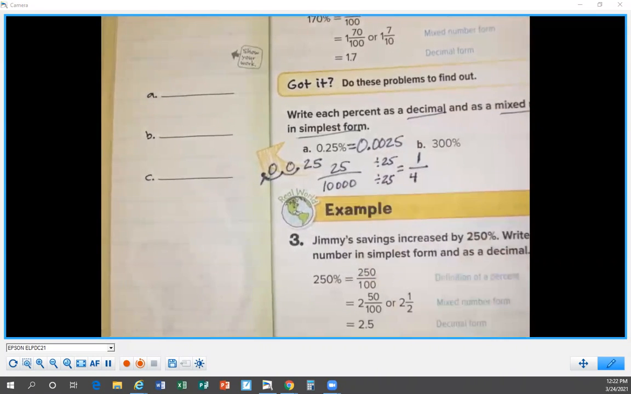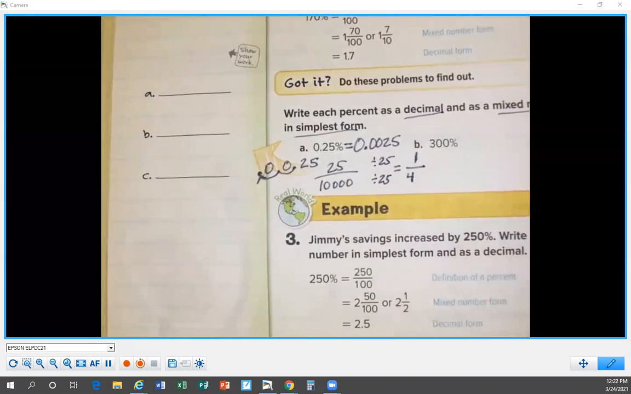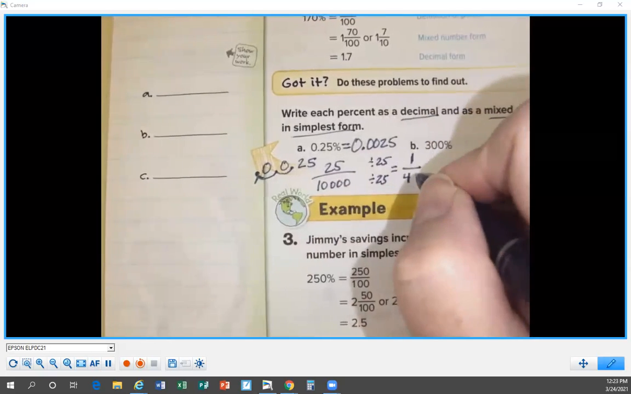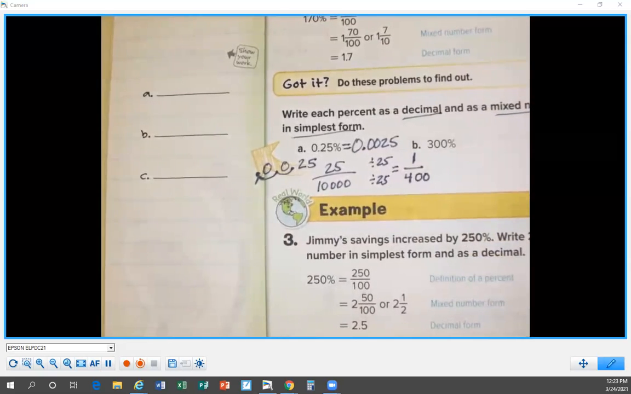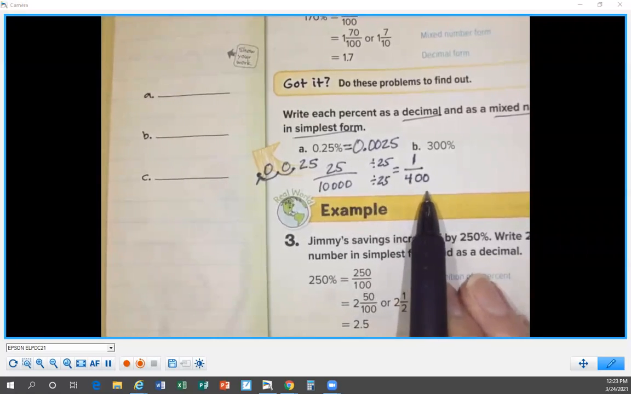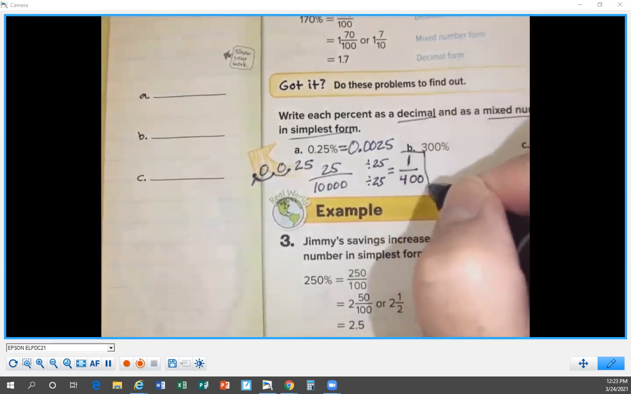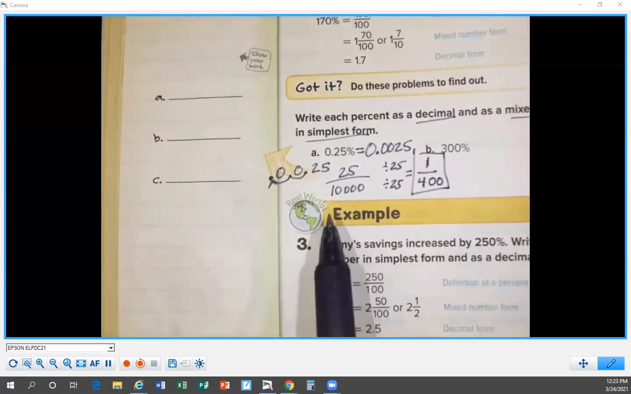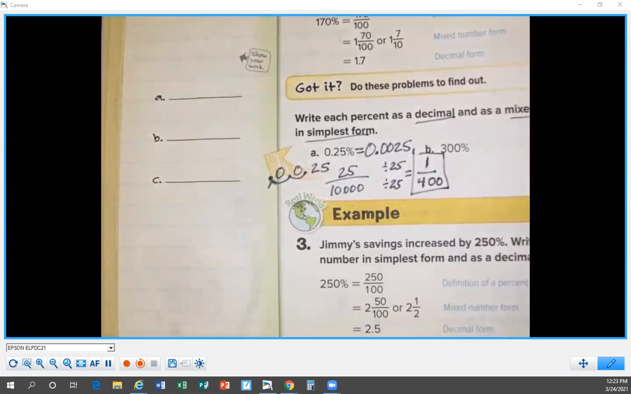We're ignoring these last 2 zeros just for a moment, and we can do 100 divided by 25 in our head. That's 4. But it wasn't 100 divided by 25, it was 10,000 divided by 25, and that has 2 extra zeros. So all we need to do is take those 2 extra zeros and add them onto our 4. So 10,000 divided by 25 is 400, and 25/10,000 simplifies to 1/400.